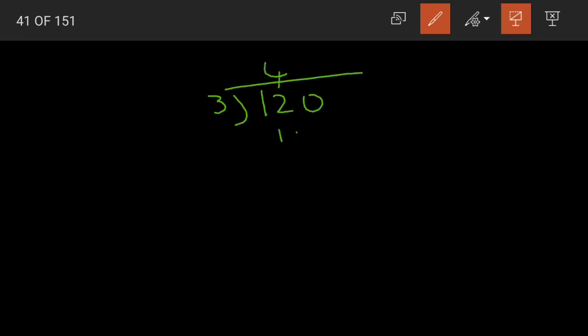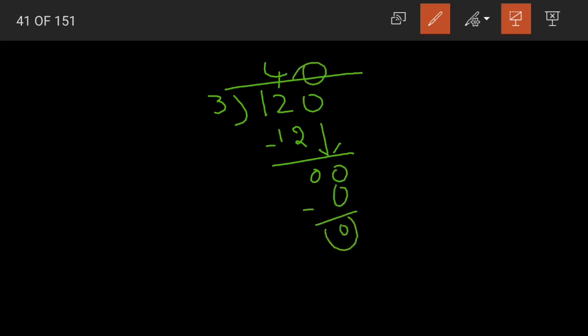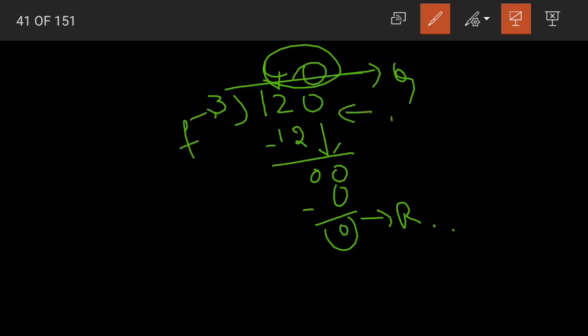We have 3 4s are 12, and when we subtract, 0 is remaining. Now 0 brought down. 3 zeros are 0, and when we subtract, 0 is remaining. So the quotient is 4. The remainder is 0. So what does this mean? 3 is a factor of 120 and 120 is a multiple of 3.